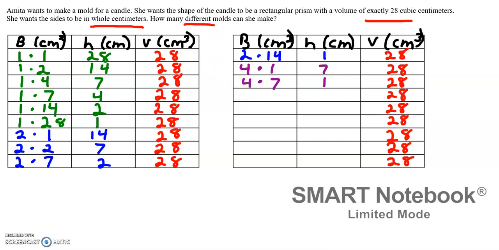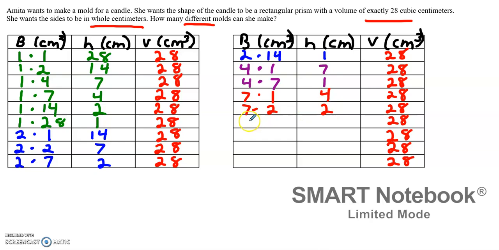I'm just going to finish it off, but I would do the same process. So changing this 4 to a 5 or a 6 is not going to work. The next one would be the 7. So 7 times 1 is 7. 7 times 4 is 28. If I make this 1 a 2, that'll work too, because 7 times 2 is 14, and 14 times 2 is 28. What about 3?